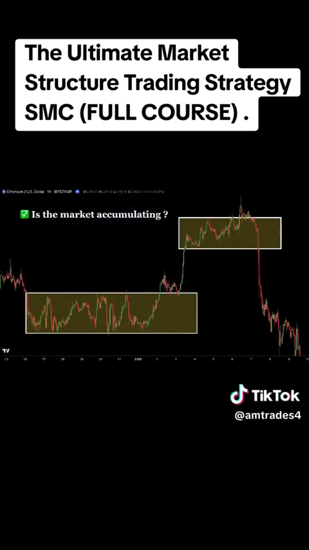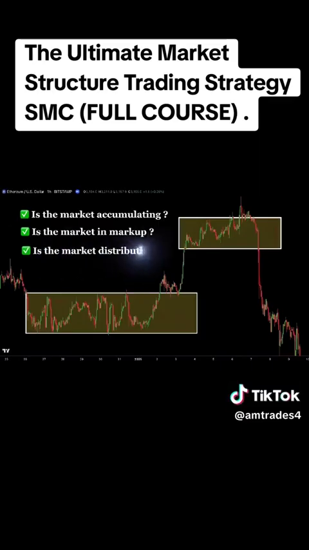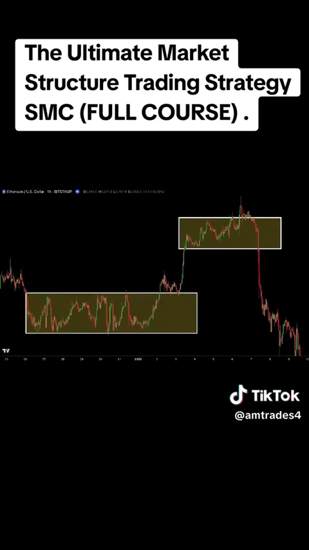Is the market accumulating? Is the market in markup? Is the market distributing? Or is the market in markdown? If you can identify where the market is in this cycle, you'll know exactly what to do, when to enter, when to exit, and when to avoid getting trapped. Now that you understand how to read market structure like smart money, it's time to apply it to your charts.